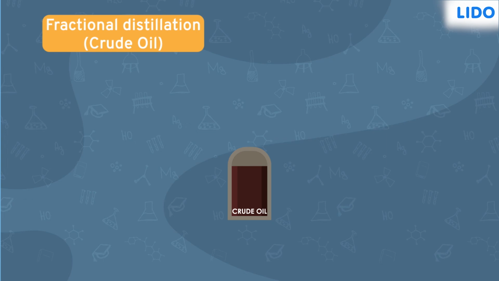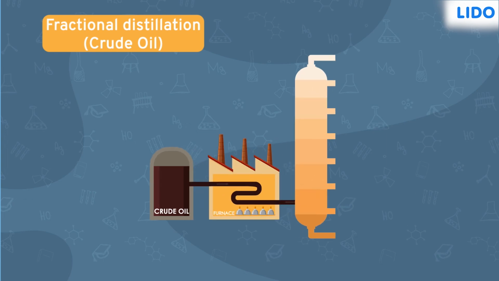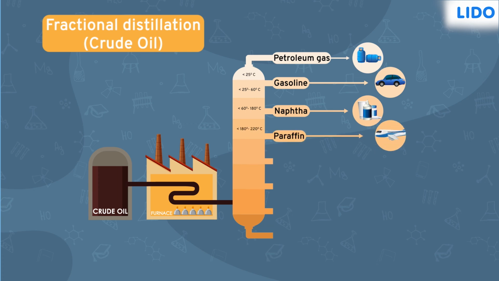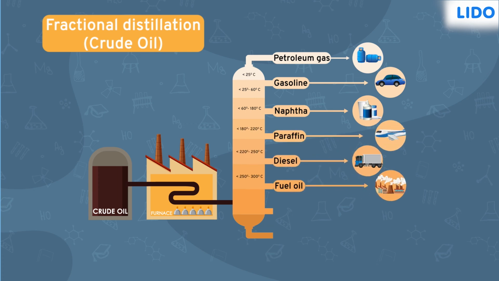Crude oil is heated and its vapors pass through a fractionating column. Different components separate out according to their boiling points. Liquid petroleum gas or LPG separates at around 25 degrees Celsius, followed by gasoline, naphtha, paraffin, diesel, fuel oil, lubricating oil, and lastly, bitumen, which is used as coal tar.